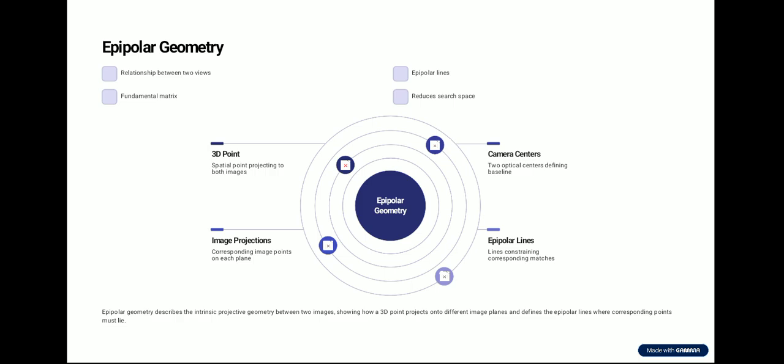So next is epipolar geometry. Epipolar geometry defines the relationship between two camera views. A point in one image corresponds to a line in another image called the epipolar line. The fundamental matrix represents this relationship mathematically. This reduces the search space for matching points.